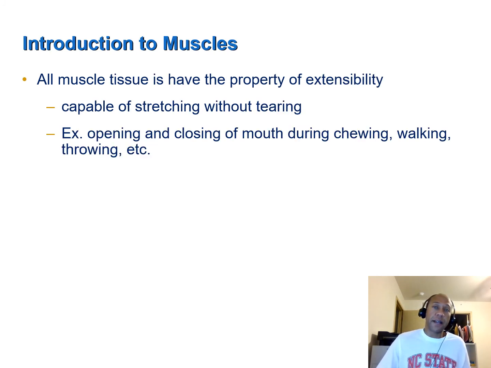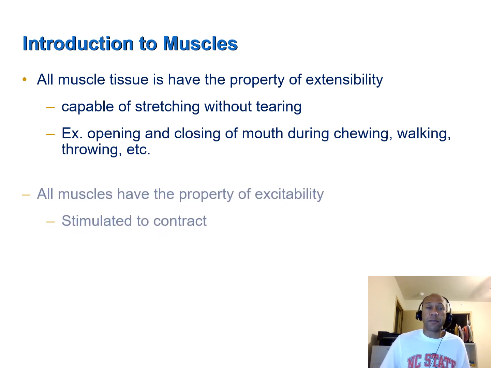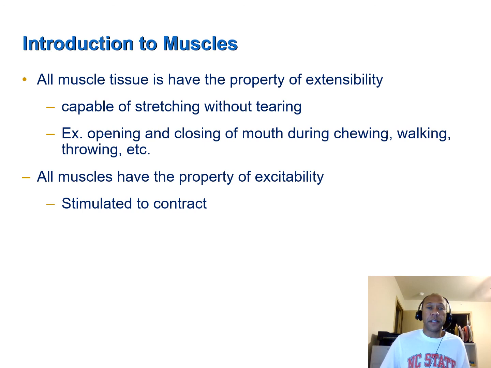So to summarize, the property of extensibility allows muscle tissue to stretch without tearing or being damaged, and excitability is the property that muscle tissue possesses which allows it to detect and respond to a stimulus, which results in contraction.